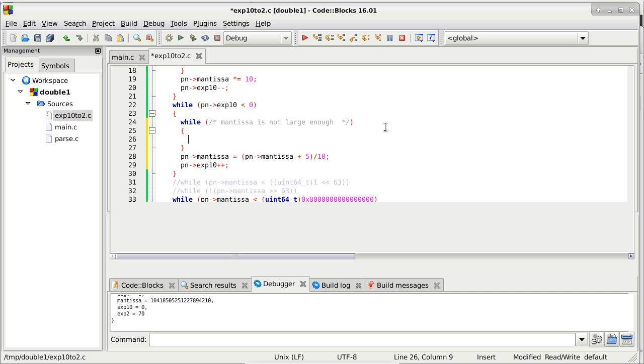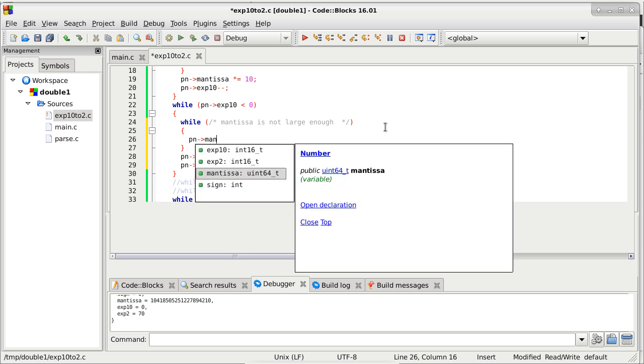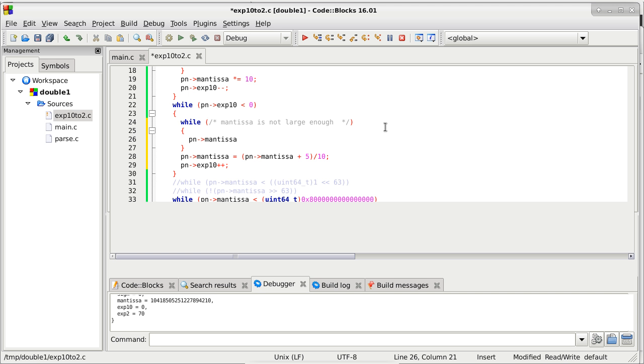Multiply by 2. Okay, very good. So we can say, let's multiply the mantissa by 2. So once again, I got a few ways to do this. I can say left shift by 1, I can say mantissa equals mantissa plus mantissa itself. They're all the same. They all get the same thing done.